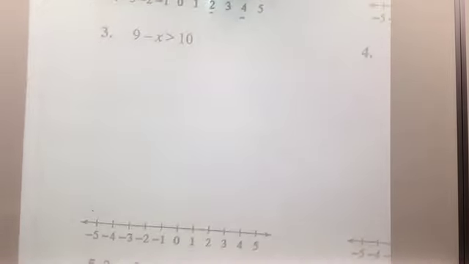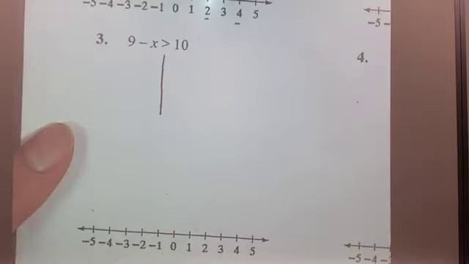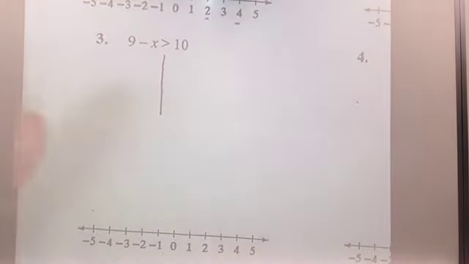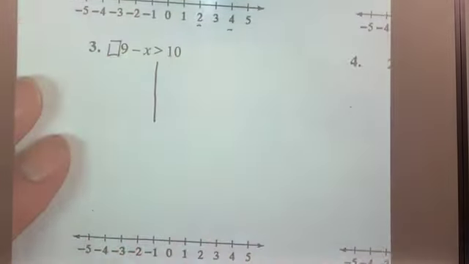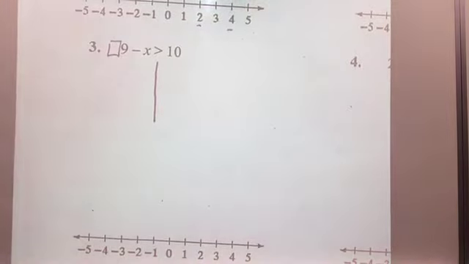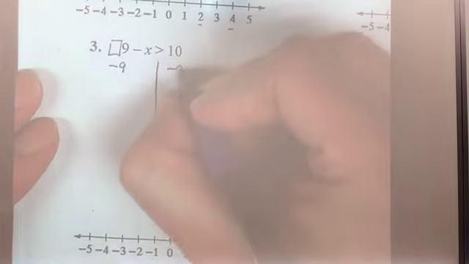Number 3. I draw my line. Now this one's a little bit more difficult. A couple different ways you can solve this one. What I'm going to do is kind of the easy way I feel, is I'm going to look what's in front of the 9. There's nothing in front of the 9, which means there's an imaginary plus sign. So I'm going to get rid of the 9. So minus 9, minus 9.